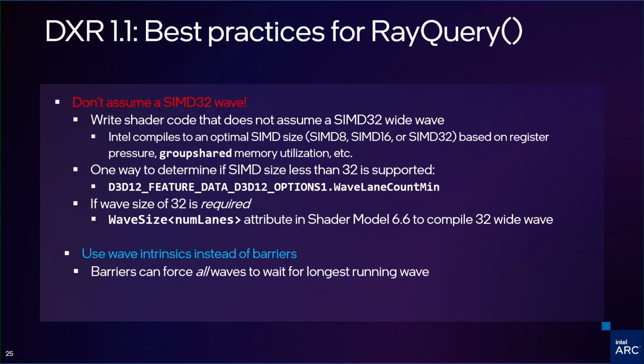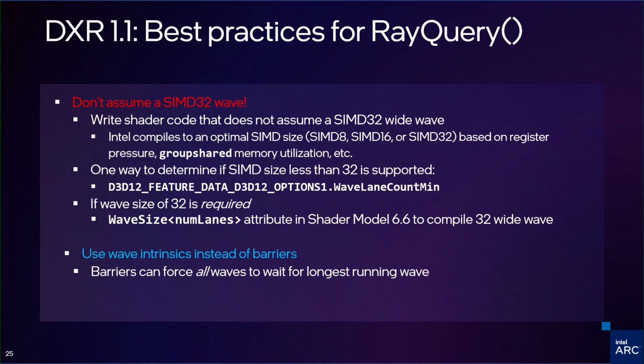Another thing is that there's actually ways that you can determine this on the CPU side. If you want to determine if a SIMD size of less than 32 is supported, there's an option called wave lane count min, so you can query this on the CPU. And a final point to make here is if you know that your wave size is required to be size 32, you can actually force this with a feature in Shader Model 6.6, and we will honor that and compile to a SIMD 32 wide wave.